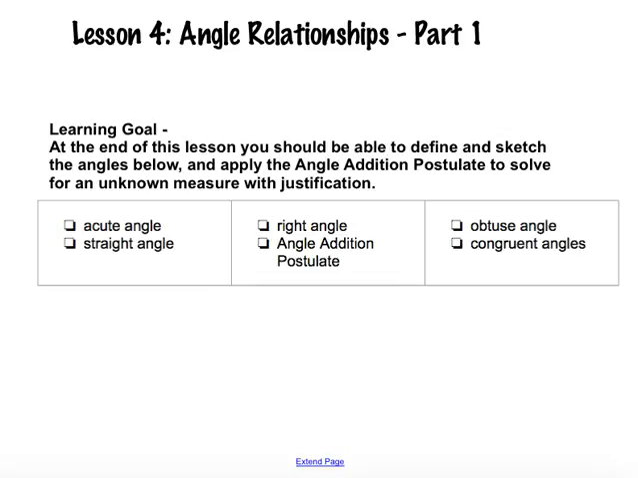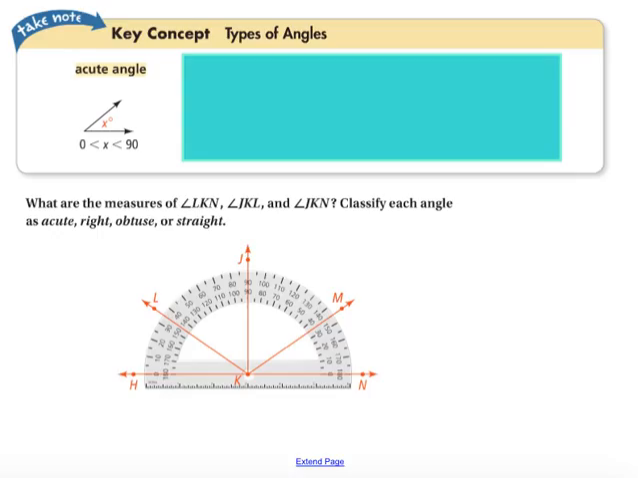These are our main ideas for this lesson. Again, after our lesson, you should be able to define and sketch the following terms, okay? So let's start with the types of angles.